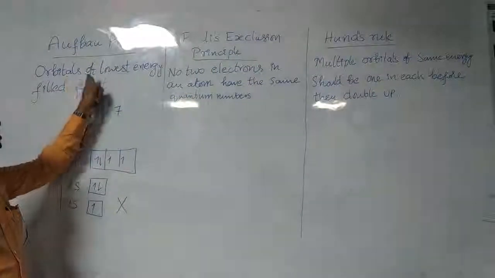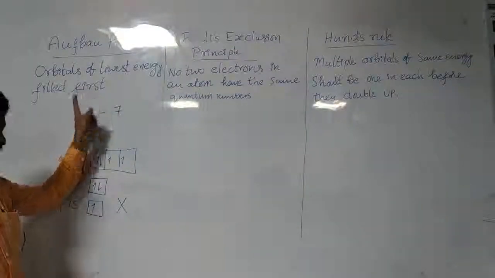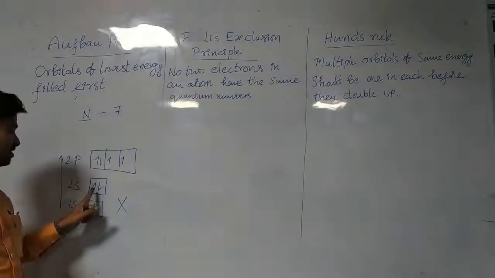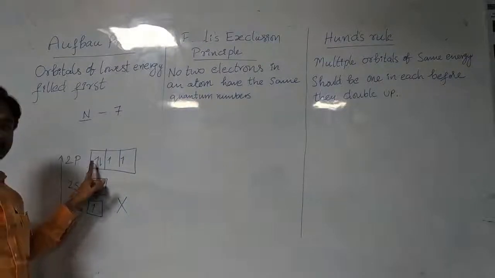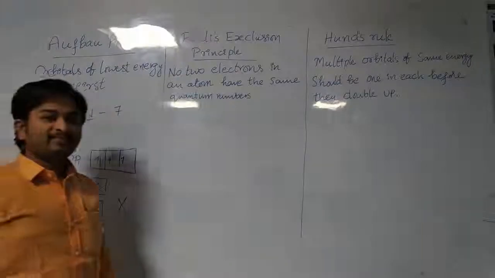What is the Aufbau principle? Orbitals of lowest energy should be filled first. Here the 1s has not been completely filled. Without filling this, the 2s energy level is filled, and next the 2p energy level is filled. So this will not obey the Aufbau principle.